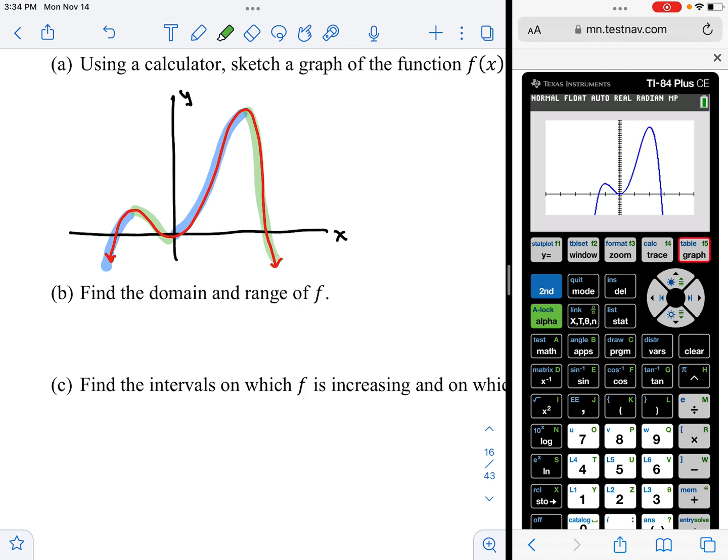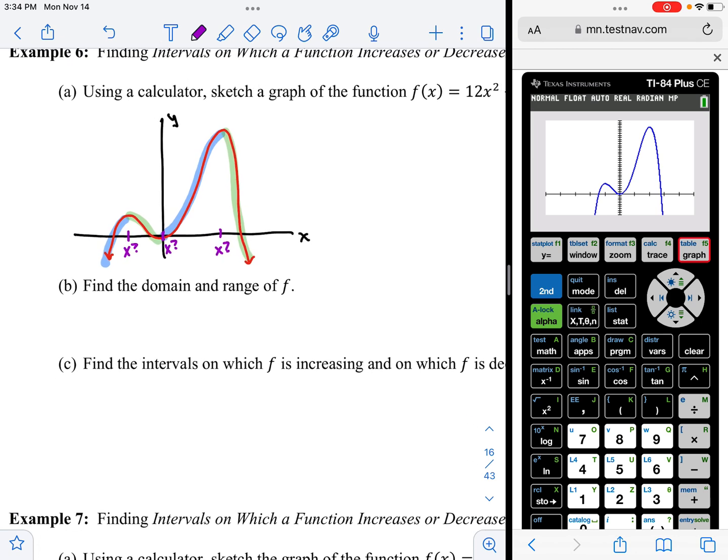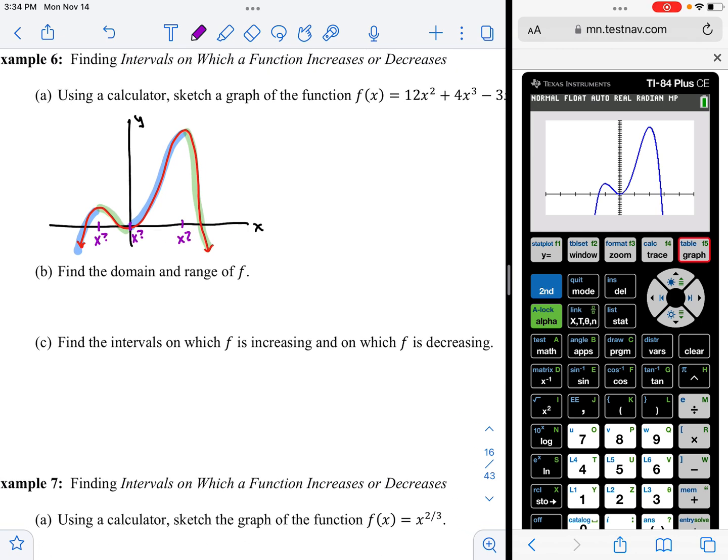And so we need to figure out the x values. We need this x value, I'll put a question mark there. We need this one, which looks like 0, and then we need that one. If we can find those particular x values, then we can set up the intervals for which it's increasing and decreasing. Okay, so the way we do this is that we go to second and calculate on the calculator.